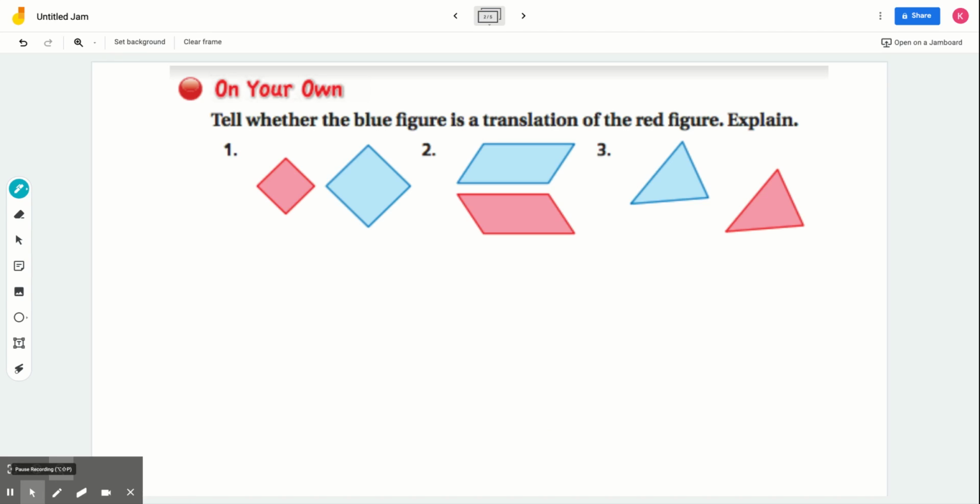As we look at these three problems here, it's going to ask us if this is a translation or a slide of the red figure and explain why. So we can see that the blue figure is slid to the right of the red figure. They're the same shape, but they are not the same size. So we can say, no, these are not a translation because they're not the same size.